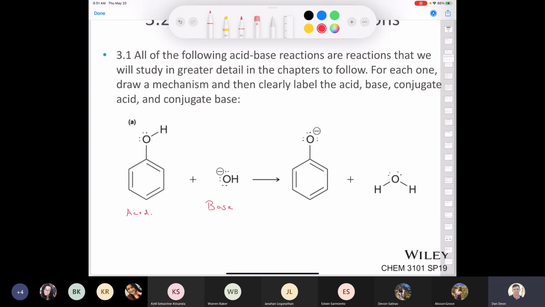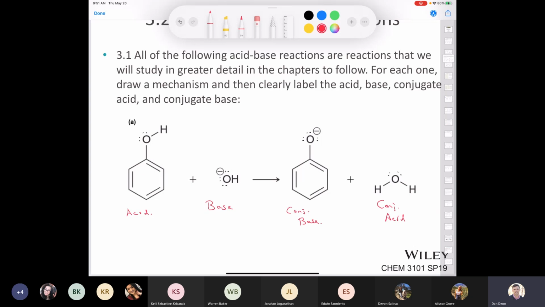Okay. And how do you know? The acid is giving up a proton. It has it here, but it doesn't have it over here. So what does the acid become after it donates a proton? It becomes a conjugate base. And what does the base become after it accepts a proton? It becomes the conjugate acid, like that.